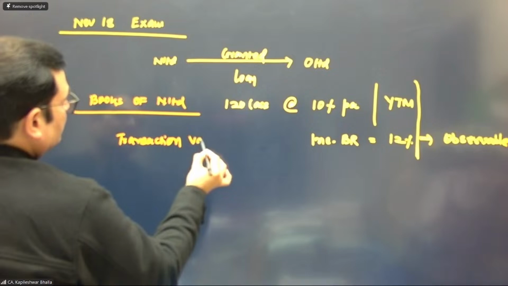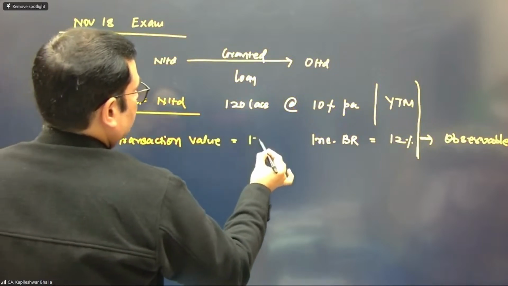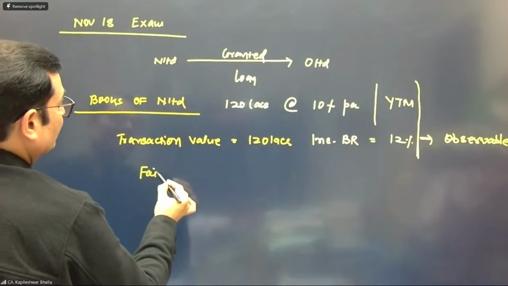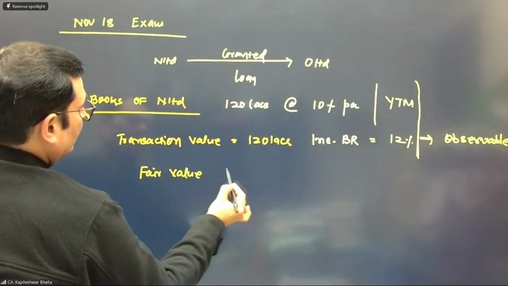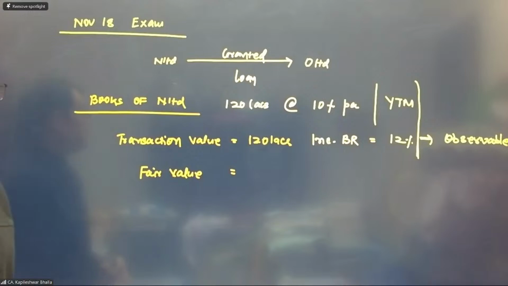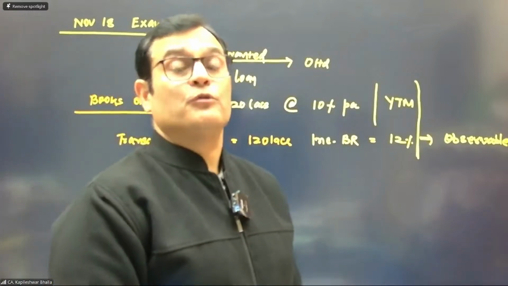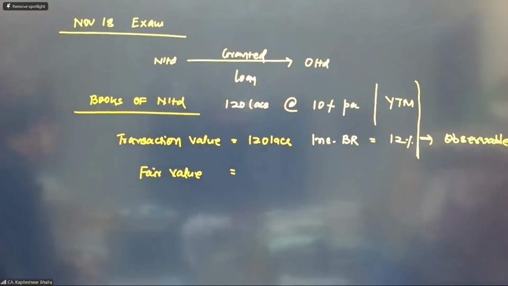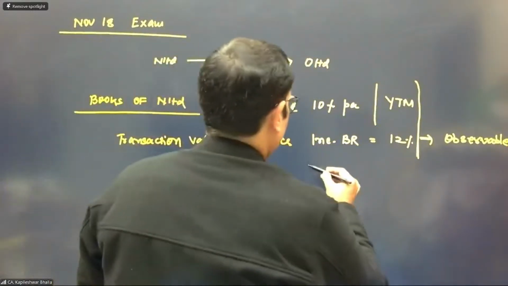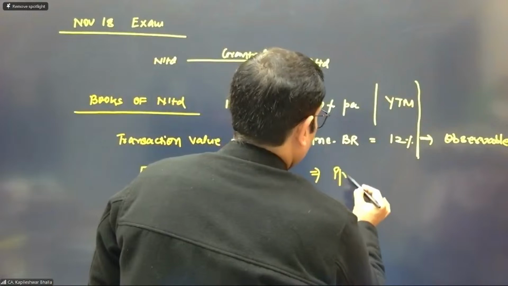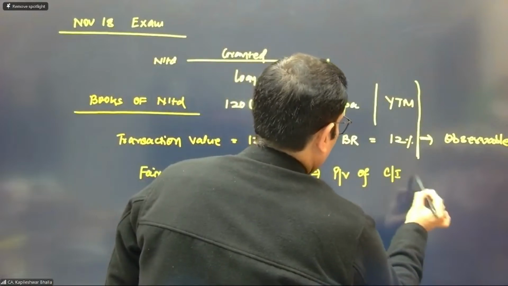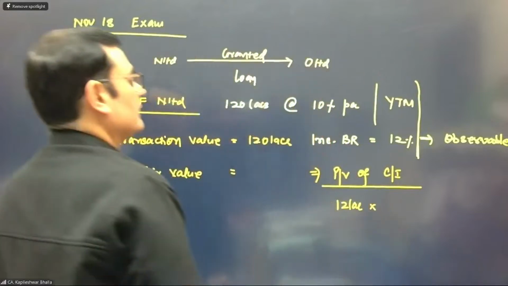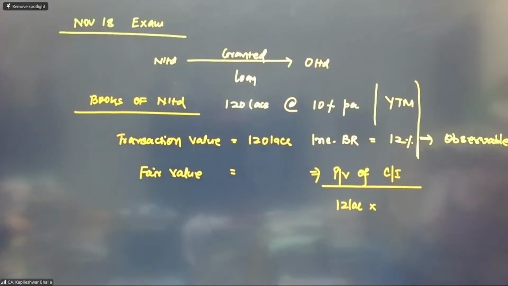So the transaction price or the transaction value in this case is 120 lakhs. And we're also going to consider what is the fair value. And the fair value, of course, is based on the present value of all the future inflows over a period of time. So we are going to get a 10% interest. So we will take the present value of the future cash inflow. So a 10% interest would mean 12 lakhs. And this will be discounted at 12%.